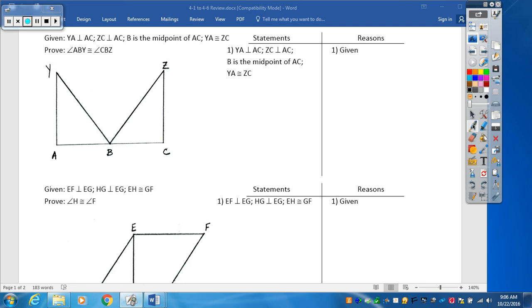So looking at the proof up here for number 2, what do I see here? I see YA is congruent to ZC. Okay, so we're good with that. B is the midpoint of AC, and then we have the perpendicular lines. Now, some of you may have started with the perpendicular lines. I'm going to start with B being the midpoint of AC, and I'll explain that a little bit more later. So, if you start with B as the midpoint of AC, what follows? Well, I would then know that AB is congruent to BC.